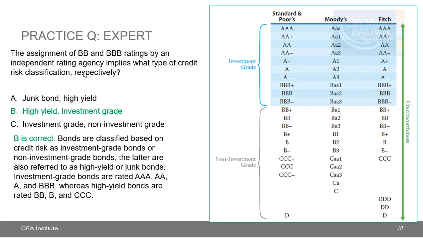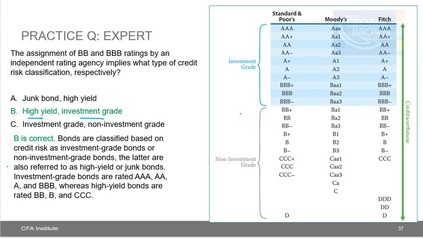Okay, so the assignment of BB and BBB ratings by an independent rating agency implies which type of credit rating? The correct answer is B, high yield for the BB and investment grade for the BBB. So bonds are classified based on credit risk as investment grade or non-investment grade. The latter are also referred to as high yield or junk bonds.